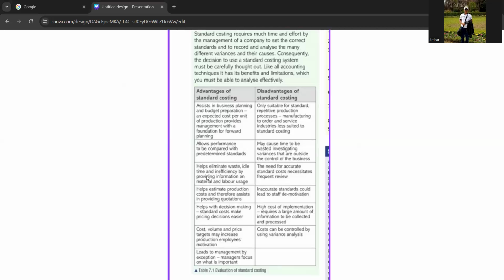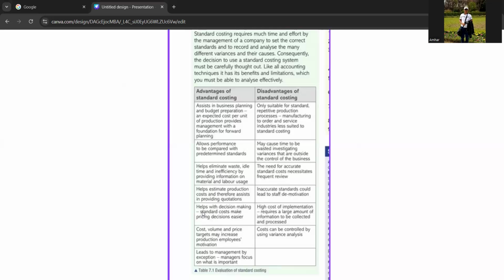Okay, it will help a company to get rid of waste, idle time, and inefficiencies by providing information on material and labor usage. And then the fourth one is it helps to estimate production cost, and therefore it helps to provide quotations and all that. And then standard costing helps with decision making also. Standard costs make pricing decisions easier. So when you look at standard cost, it will help a company to make pricing decisions easier also.